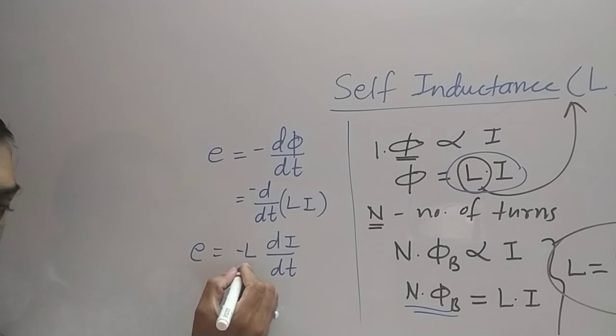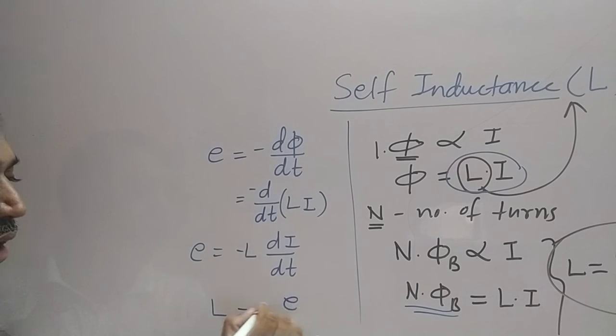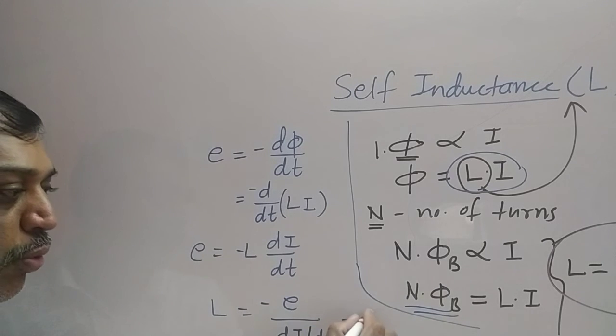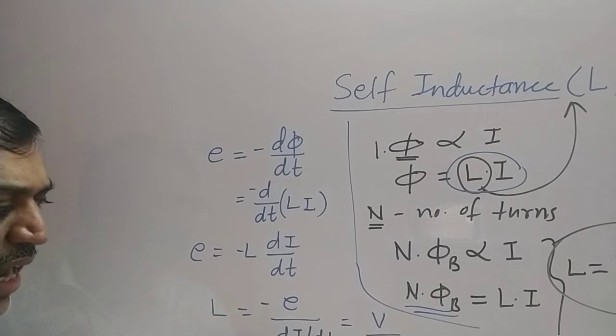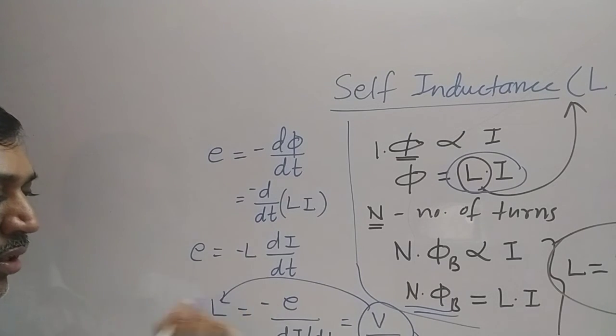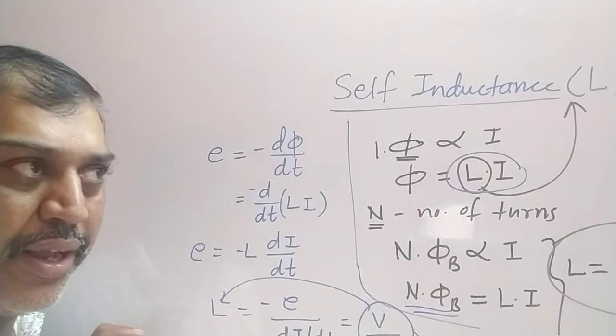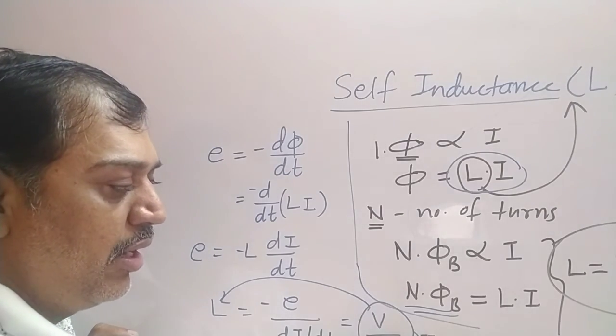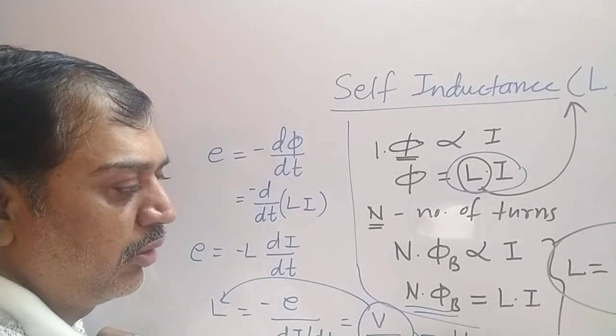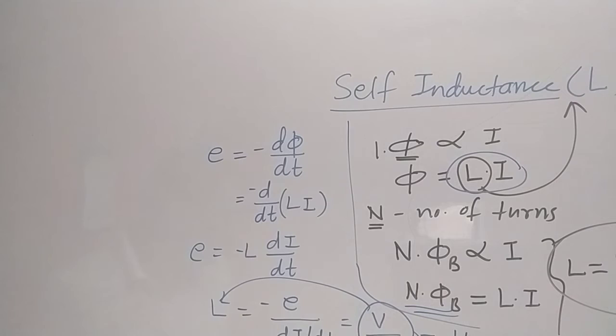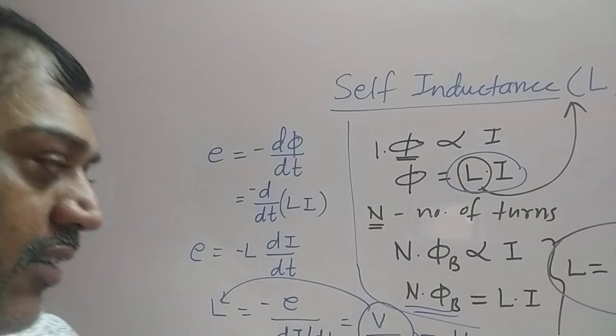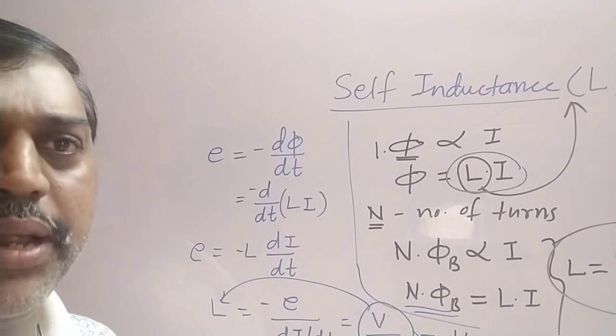From this find the value of L. L equals E divided by di by dt, with a minus sign. E, the EMF, is measured in volt, di in ampere, time in second. So the unit of self-induction is volt per ampere per second, which is equal to Henry. The unit to measure this is Henry. 1 Henry equals 1 volt per 1 ampere per 1 second.